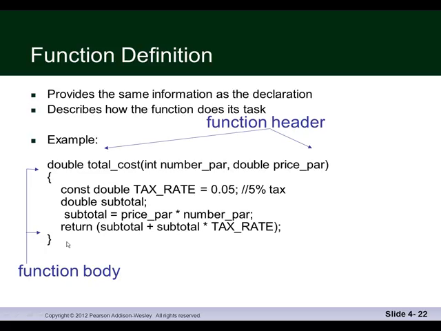We're trying to make this portable. So this constant double tax rate is going to be inside of here. So if I move this function to another program, it's going to carry this with it. If I define this on top of my main, it doesn't have it here. So we have some local variables we're defining here. We're going to do our calculation, and then we're going to return.